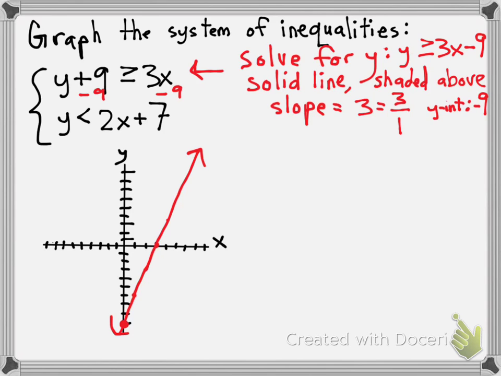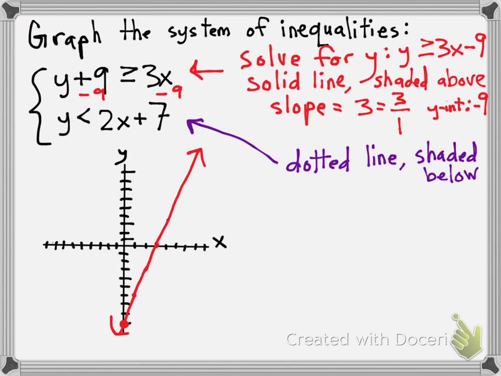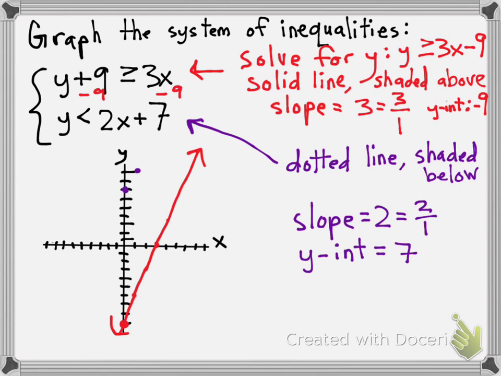Since the second line is already solved for y, we can go ahead and find that slope and y-intercept. After we've recognized that this is going to be a dotted line shaded below, since it's less than but not equal to. The slope is the number in front of the x, 2 or 2 over 1. And the number at the end of the equation with no x is our y-intercept, 7. We're going to start by graphing the point (0, 7), and then go up 2 and over 1. Now we've run out of space, so we can go down 2 and backwards 1 to get the rest of the points we need to graph our line.